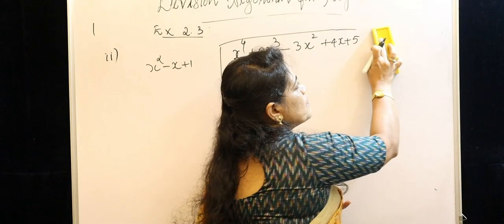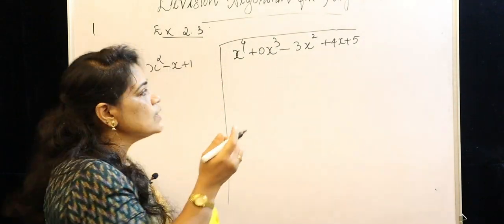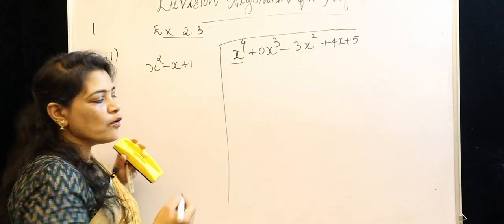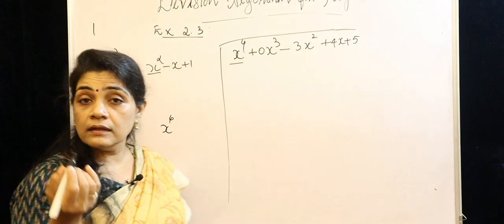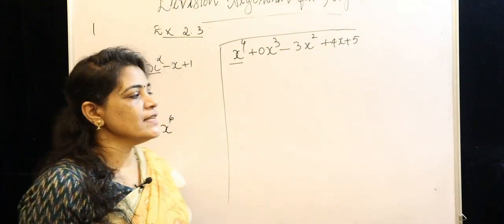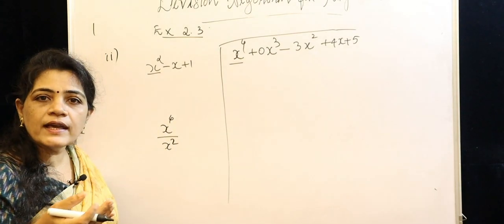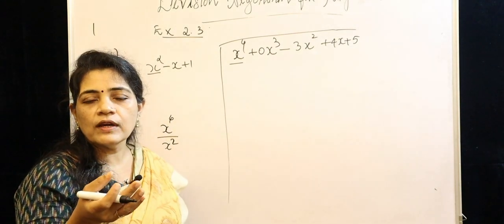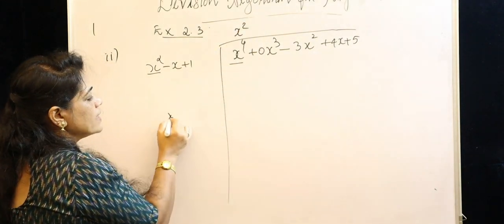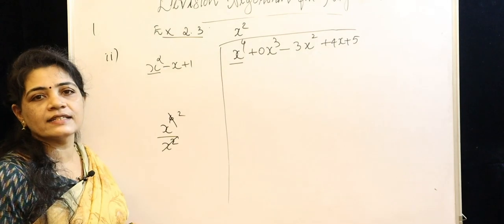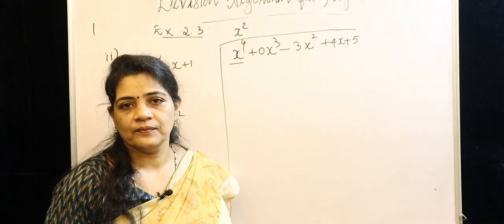Okay. So what is the process, children? In order to get the first term in the quotient, consider the first term, that is x raised to 4, divided by the first term in the divisor polynomial g of x, that is x square. Okay, so x raised to 4 divided by x square is x raised to 4 minus 2. Okay, that is the x square term. This x square, after cancelling, will be the first term in the q of x.